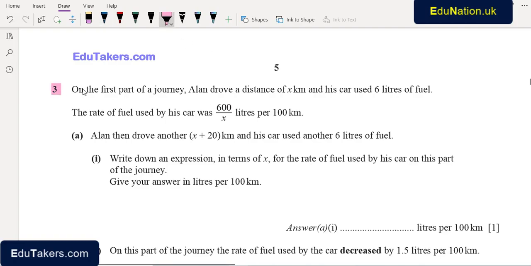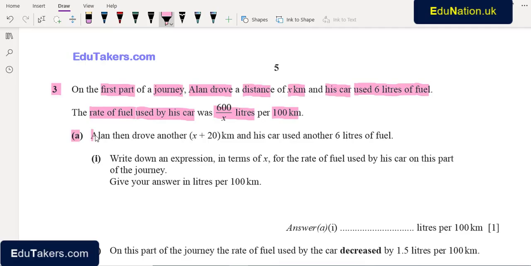Next is question number 3. On the first part of our journey, Alan drove a distance of X kilometer and his car used 6 liters of fuel. The rate of fuel used by his car was 600 over X liters per 100 kilometer.